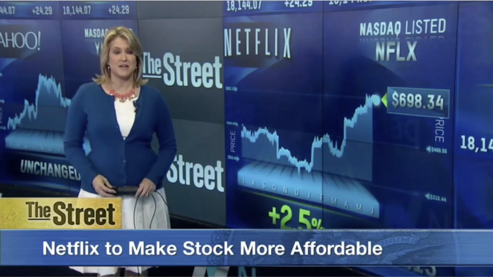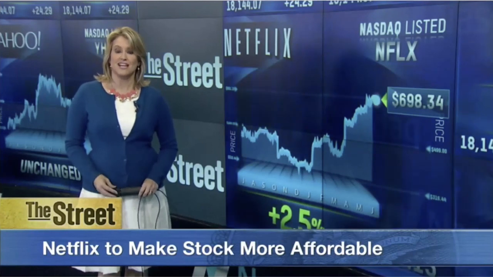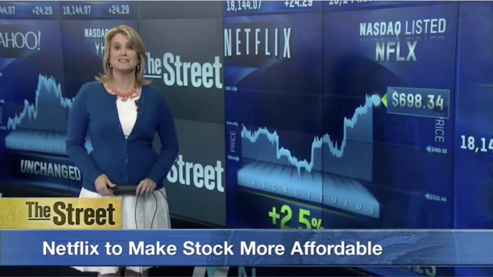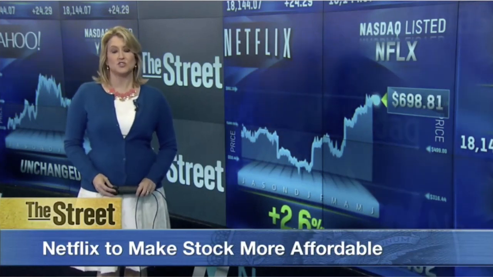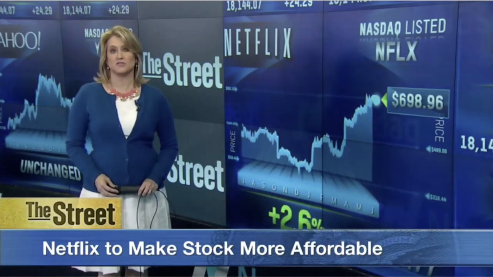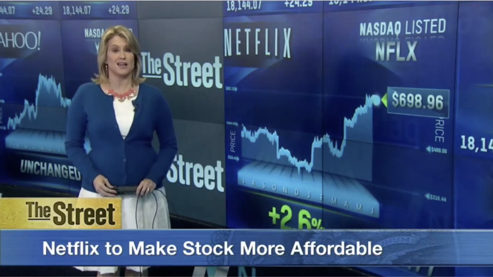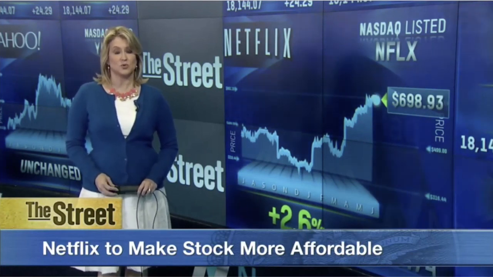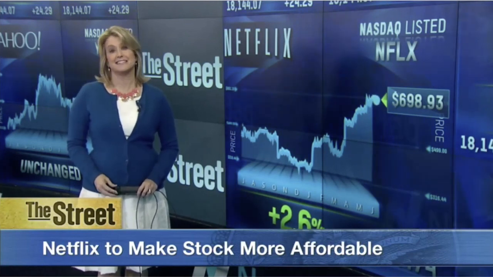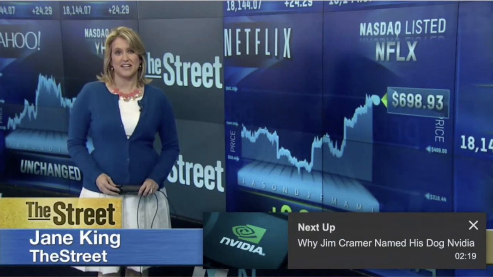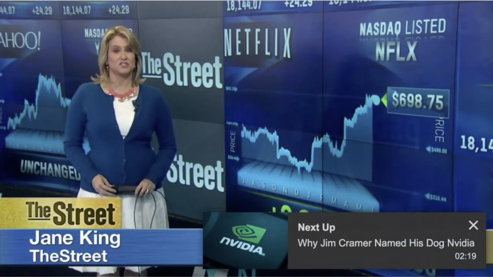Now, the last time Netflix split its stock was 2004. The video streaming company has enjoyed tremendous success lately, with shares climbing 58% over the last 12 months and trading at about $681 as of Tuesday's close. And based on that price, shares would be available for just under $100 after the split. Shares of Netflix popped higher to about $697 in after-hours trading. That's why Netflix is today's chart of the day. For The Street, I'm Jane King.